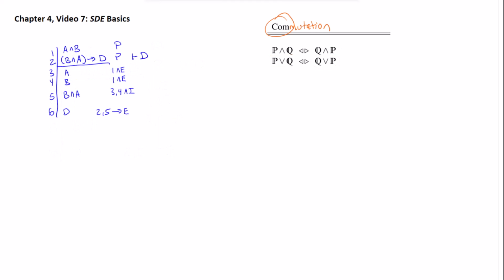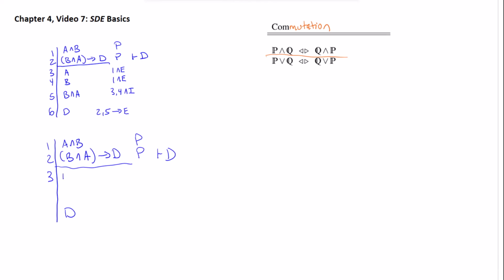So in the case of the derivation over here on the left, with the new COM rule, we can do it this way. Looking at line 1, it is not in the correct order to exactly match the antecedent of line 2. The commutation rule involving the wedge allows us to take line 1 and just rewrite it in the other order. We cite line 1, COM. Now, line 3 exactly matches the antecedent of line 2, so we can do the arrow elimination. And it saves us a lot of time in a couple of steps.